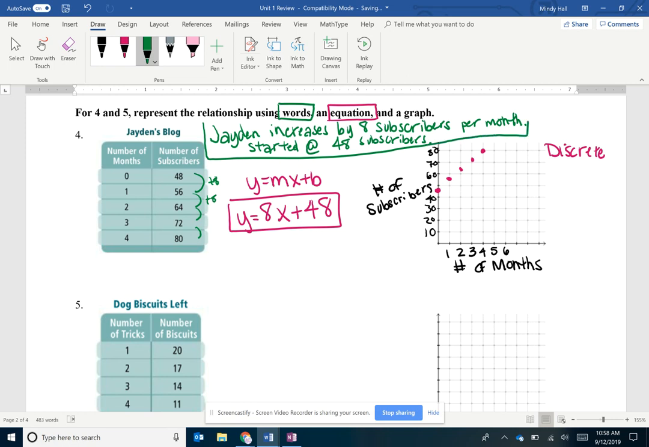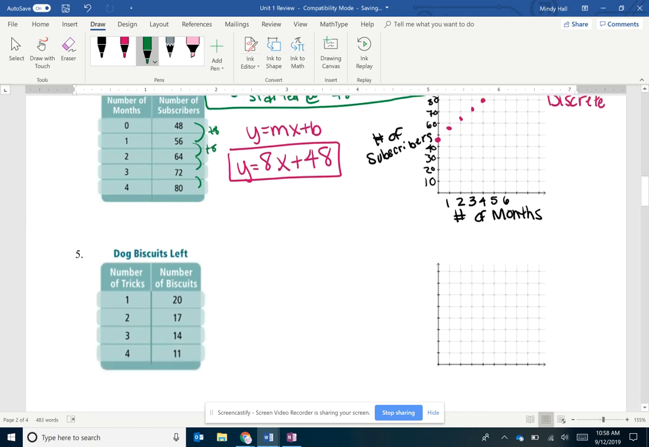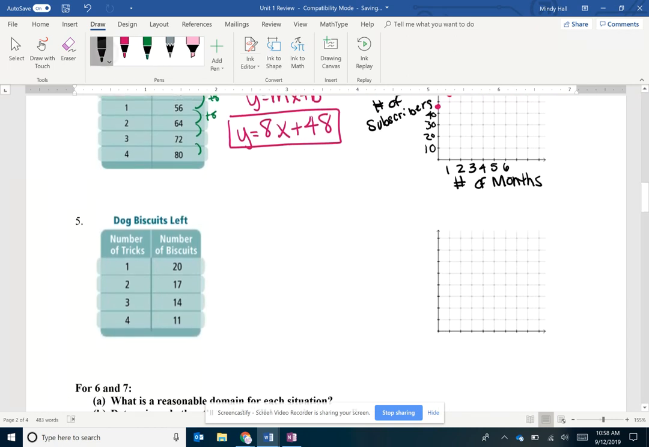And I'm just going to box this so it's a little bit more explicit. Okay, there we go. All right. So then for 5, we're going to do the same thing. We have number of tricks, number of biscuits. So number of tricks is going to be our x-axis, and the number of biscuits is going to be our y-axis because the number of biscuits given is going to depend on the number of tricks done.